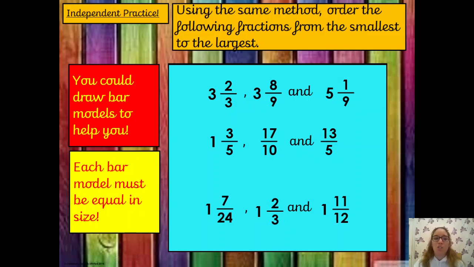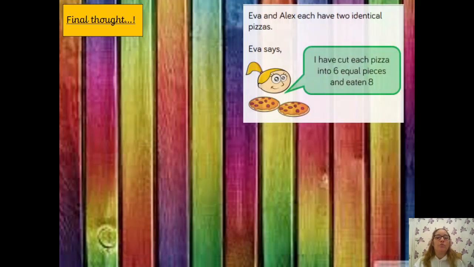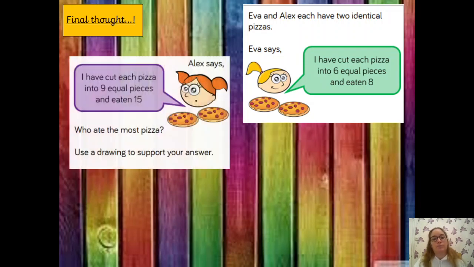Okay, great job. Your final thought today then. Eva and Alex have 2 identical pizzas. Eva says, I have cut each pizza into 6 equal pieces and I've eaten 8. Alex says, I've cut each pizza into 9 equal pieces and I've eaten 15. Who ate the most pizza?